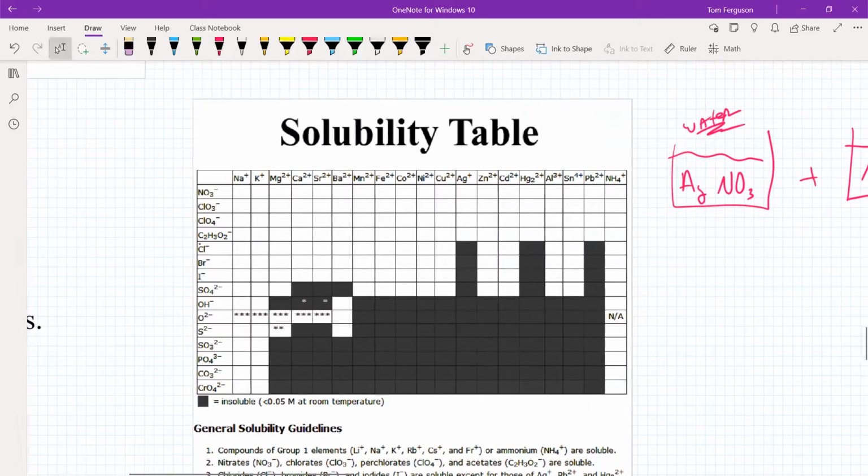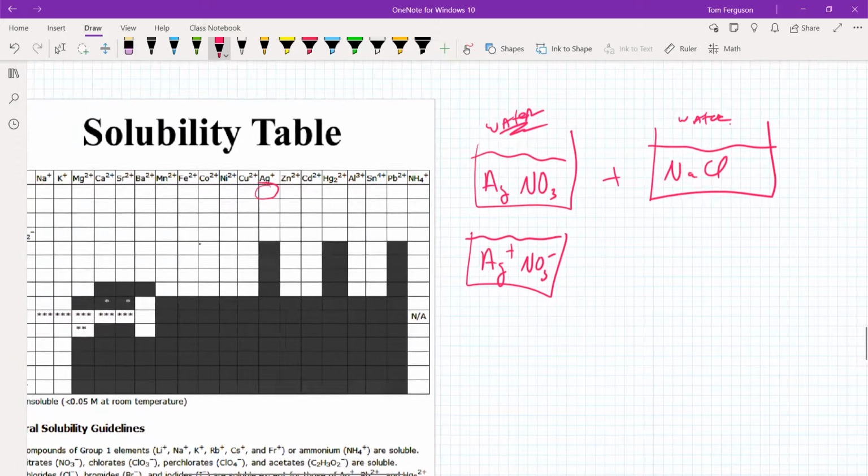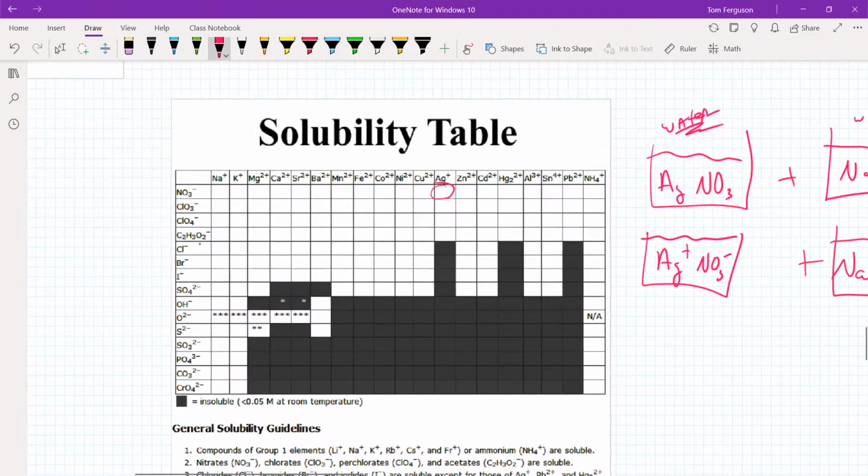Now, silver nitrate. So we have silver, where's silver? And we have nitrate. Silver nitrate's white. That means we have silver ions and nitrate ions in water. They're not together because the crystal lattice force isn't strong enough to keep them together. So the solvating force tears them apart. And we have sodium chloride as well. Here is chloride, some chloride.